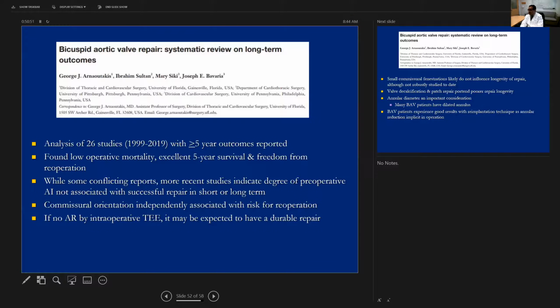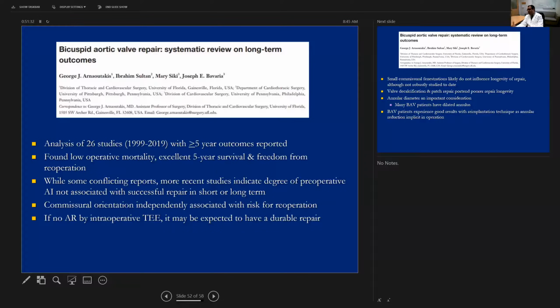We found overall that in select patients in selective centers that report these outcomes, there's very low operative mortality, less than 2%. There's excellent 5-year survival and excellent freedom from reoperation, well over 90%. While there are some conflicting reports, overall we found that the degree of preoperative aortic insufficiency is not associated with successful or unsuccessful repair in the short or long term. So just because there's severe AI doesn't mean we cannot do a good repair that's durable.